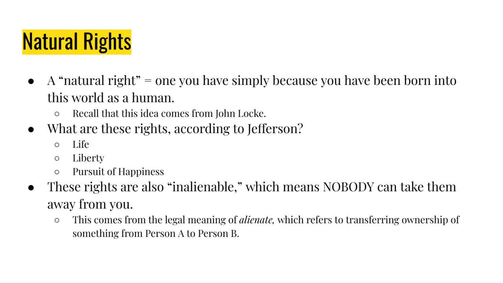Big idea number 2, of course, is natural rights. And a natural right, as we've learned, is a right that you have simply because you have been born into this world as a human being. Recall from lesson 1.2 that this idea comes from John Locke, one of the great Enlightenment thinkers who would influence our founding fathers. And in the Declaration, Jefferson states that these natural rights include, quote, life, liberty, and the pursuit of happiness. In other words, people have the right, because they're human, to enjoy life, to enjoy freedom, and to pursue their own happiness, whatever that means.